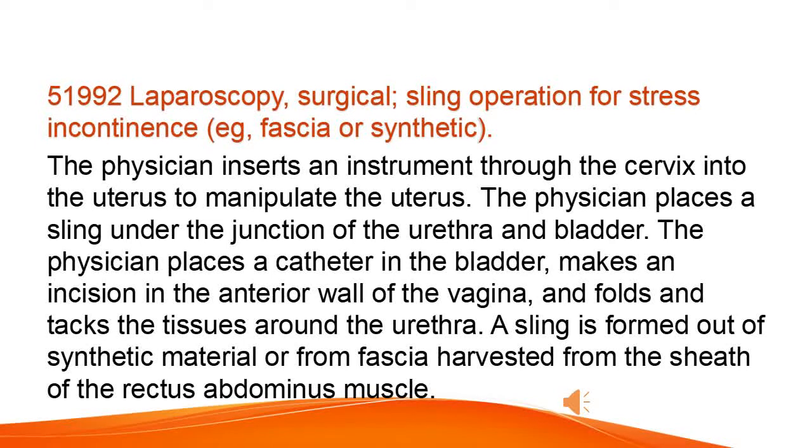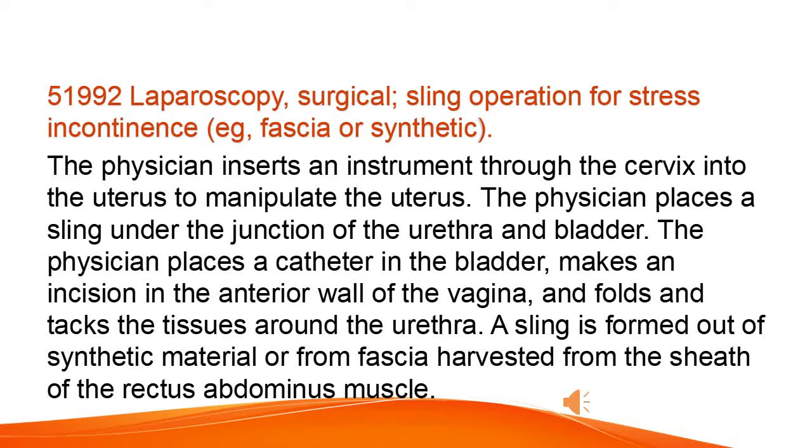Laparoscopy, surgical, sling operation for stress incontinence, e.g., fascia or synthetic. The physician inserts an instrument through the cervix into the uterus to manipulate the uterus. The physician places a sling under the junction of the urethra and bladder. The physician places a catheter in the bladder, makes an incision in the anterior wall of the vagina, and folds and tacks the tissues around the urethra.